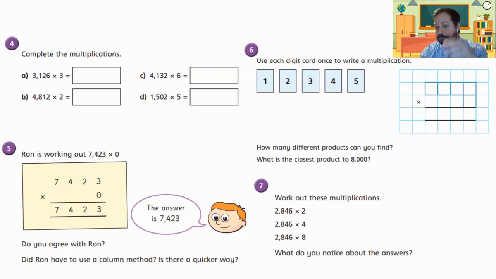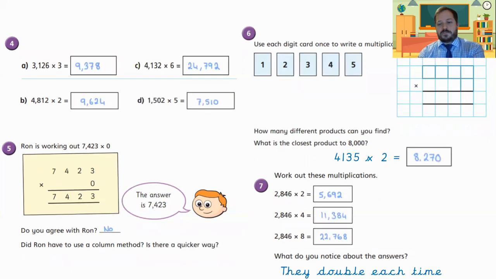And then you've got number 7, which is work out these multiplications and then thinking about what you notice about the answers. Pause now and have a go at them, and then I'll give you the answers at the end. So here we go. The answers.